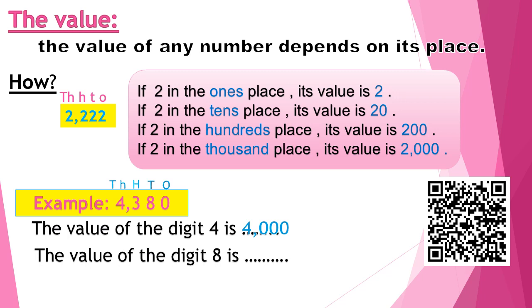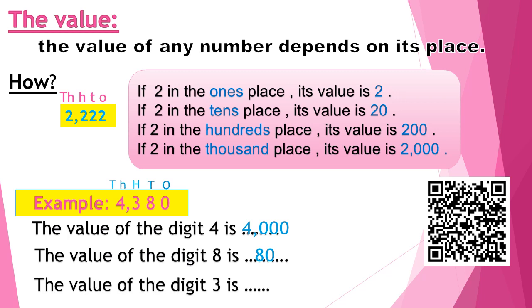The second question, the value of digit 8. 8 in which place? Its place is what? Tens. Yes. So I will give 8. How many zeros in tens? Do you remember number 10? How many zeros in number 10? Just 1 zero. So I will give 8 and 1 zero. It will be 80.